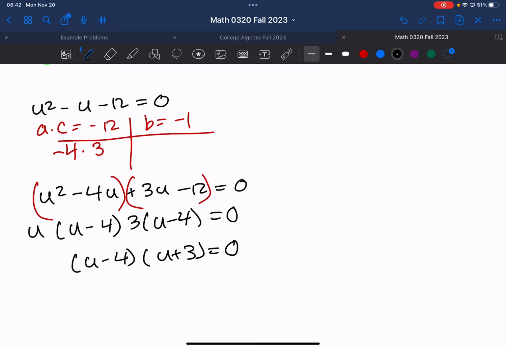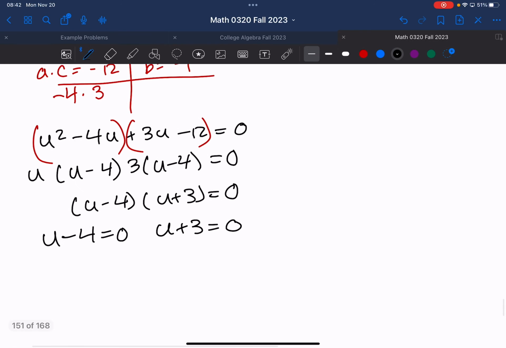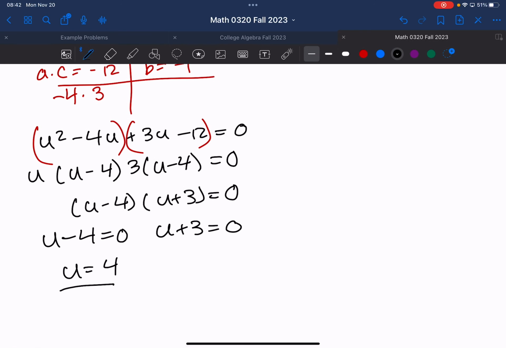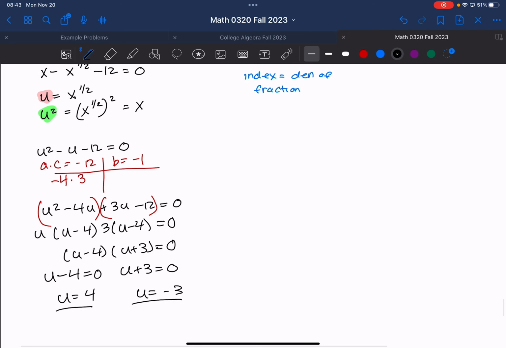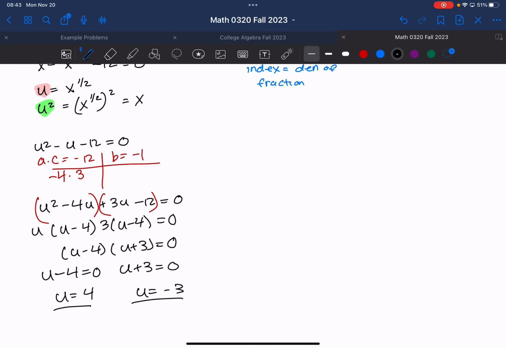What's next? Set equal to 0. U minus 4 equals 0. U plus 3 equals 0. Which means we get u is equal to 4 and u is equal to negative 3. Same u's we got in the last problem. But in this problem, what did we say u was? X to the 1/2. So I'm going to take x to the 1/2 and set it equal to the first answer I got, which is 4. And then I have x to the 1/2 set to the second answer that I got, which is negative 3.